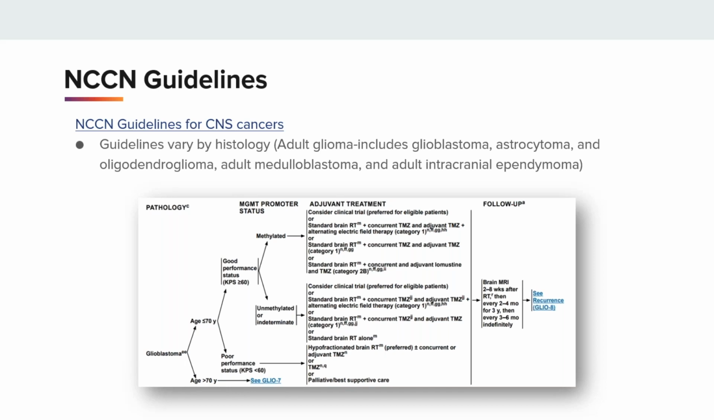So on the screen, here's an example of a treatment pathway for glioblastoma. If the patient is older than 70 years at diagnosis, they have a good KPS score greater than 60, and their tumor is methylated versus unmethylated, the treatment standards can vary. For methylated, they may be put on a clinical trial or receive radiation and chemo, but if their performance status is less than 60, they may be limited to just radiation or chemo and no clinical trial.